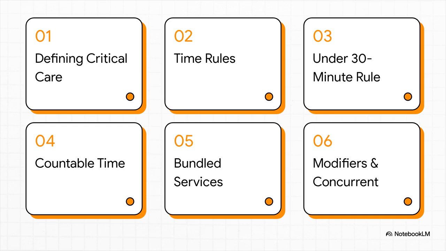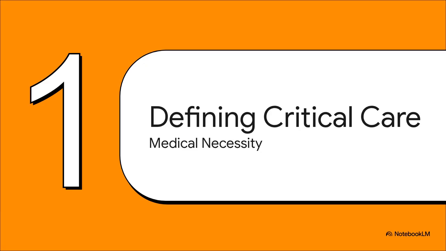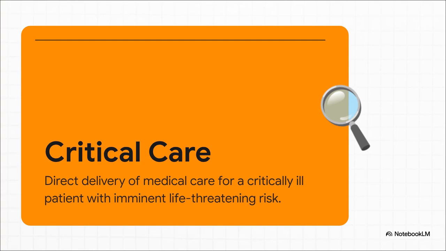Let's jump right in. All right, Section 1, Defining Critical Care. Before we even look at the clock and start tracking minutes, we really need to understand what makes a patient truly critical according to the manual. The CPT defines this as the direct delivery of medical care for a critically ill or injured patient where vital organ system failure creates a high probability of imminent or life-threatening deterioration. So the crucial point here is that this requires high-complexity decision-making to assess, manipulate, and support vital system functions.